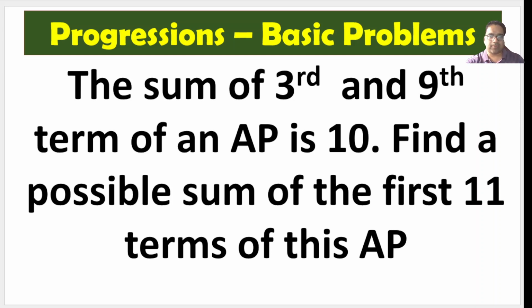Hi friends, in this problem we are given the sum of the third and ninth term of an arithmetic progression is 10. Find the possible sum of the first 11 terms of this arithmetic progression. We are just given the sum of the third and ninth, and we want the sum of the first 11. Nothing to worry. We just use the basic understanding of arithmetic progression.